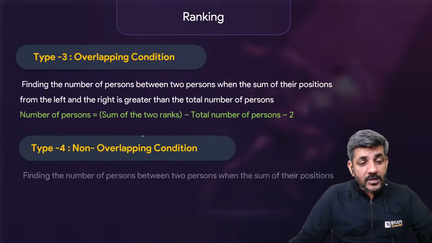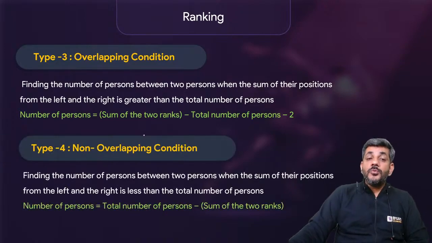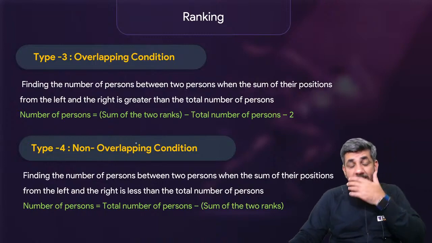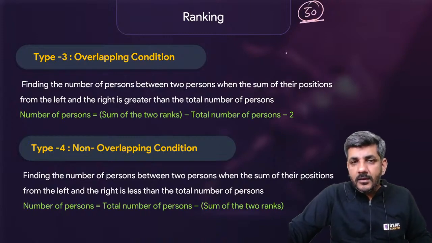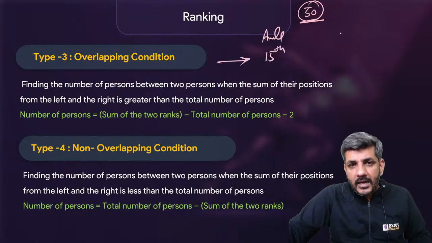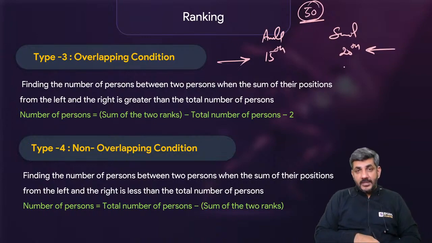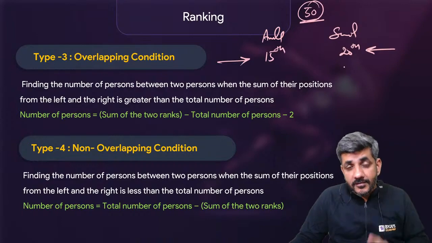चलिए, now I talk about type 3, that is the overlapping condition. Find the number of persons between two persons when the sum of their positions from left and right is greater than the total number of persons. मतलब there are 50 people in a row, right? He says Anil is 15th from the left and let us say Sunil is 20th from the right. Question is, how many people are there between them? There are a total of 50 people.